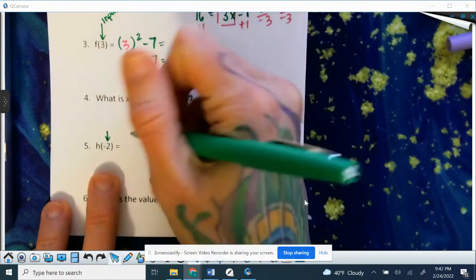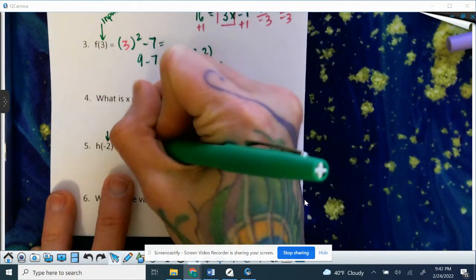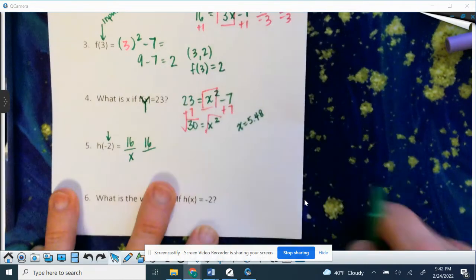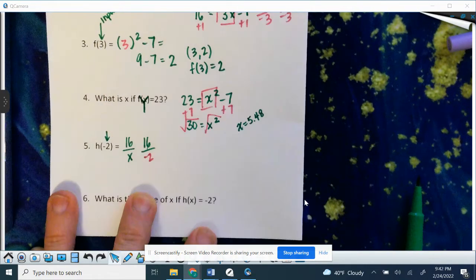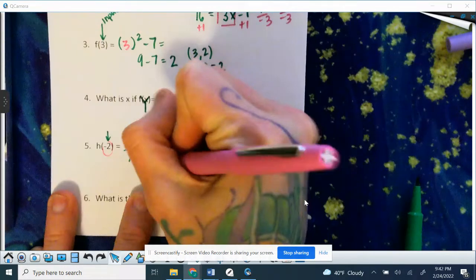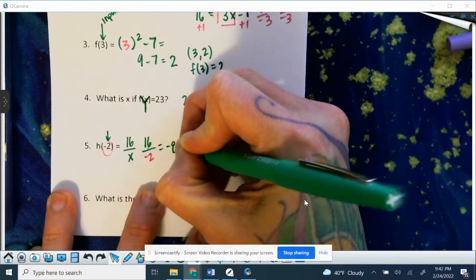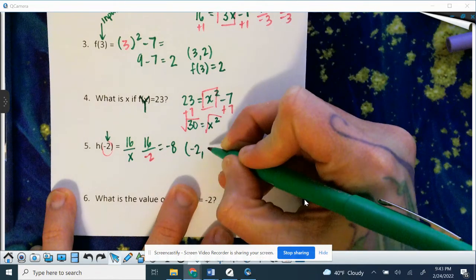So I'm going to take Harry's function, which is 16 divided by x. And I'm going to do 16 divided by negative 2, because it's in the place of x here. It's going to go in the place of x in your function as well. And that's going to give me a negative 8. So when x is negative 2, y is a negative 8.